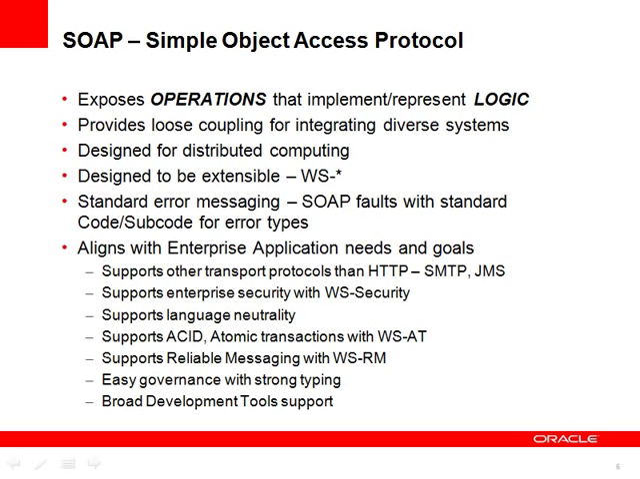And you will find many WS-Star standards that extend the SOAP specification. SOAP also offers standard error messaging, using SOAP faults with standard code and subcode for error types. And SOAP aligns very nicely with enterprise application needs and goals. It supports transports other than HTTP, which includes SMTP and JMS, to name a few. And it supports enterprise security with WS-Security. It's also language neutral, platform neutral, and transport neutral.